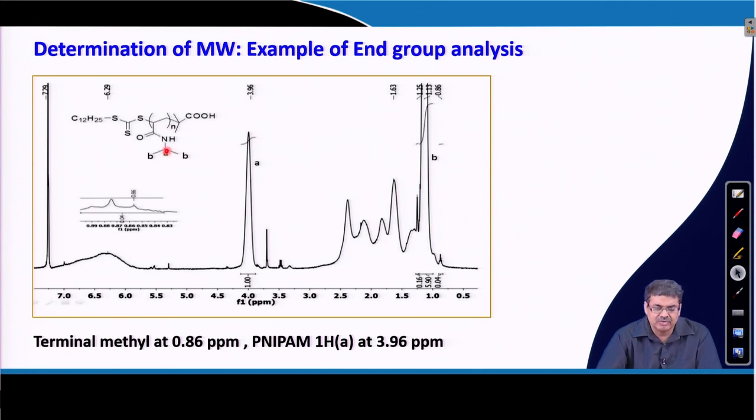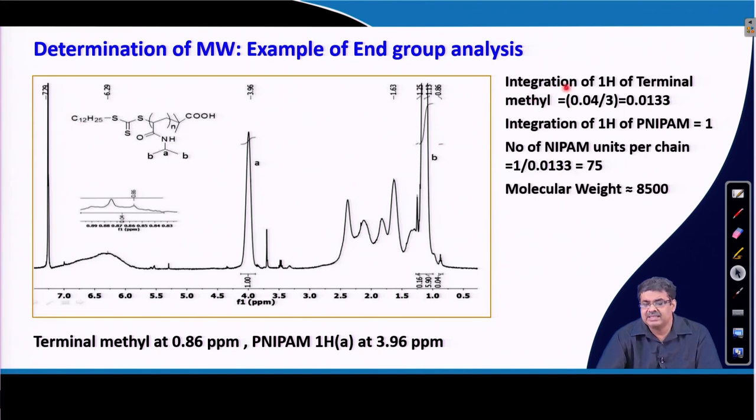This is the proton which is here. So, n repeating units will have n such protons, and this comes around 3.96. This is the signal for n such protons, which has an intensity of 1. That means, if the number of repeat units is n, I have n such protons. So, this 1 corresponds to n protons, whereas this 0.04 corresponds to the 3 protons present at the end.